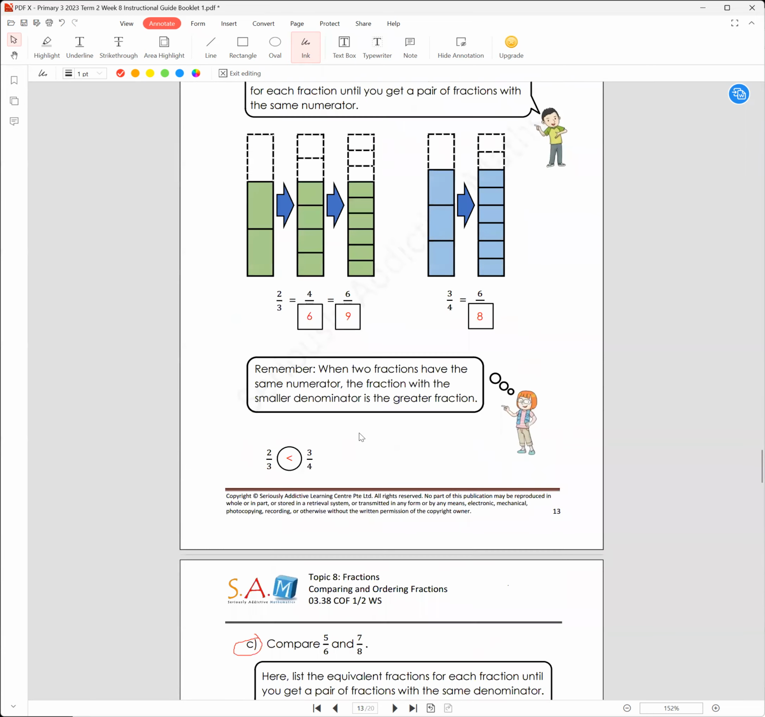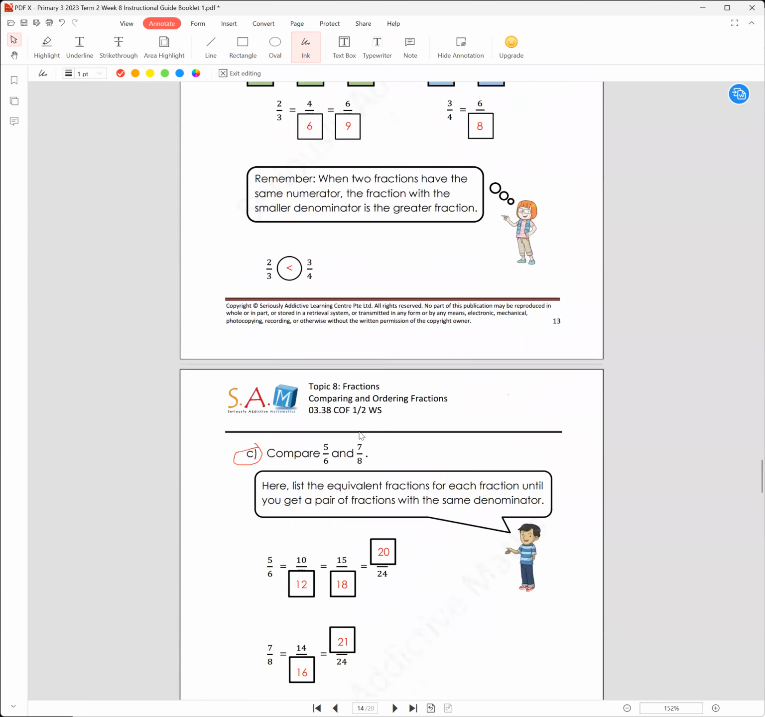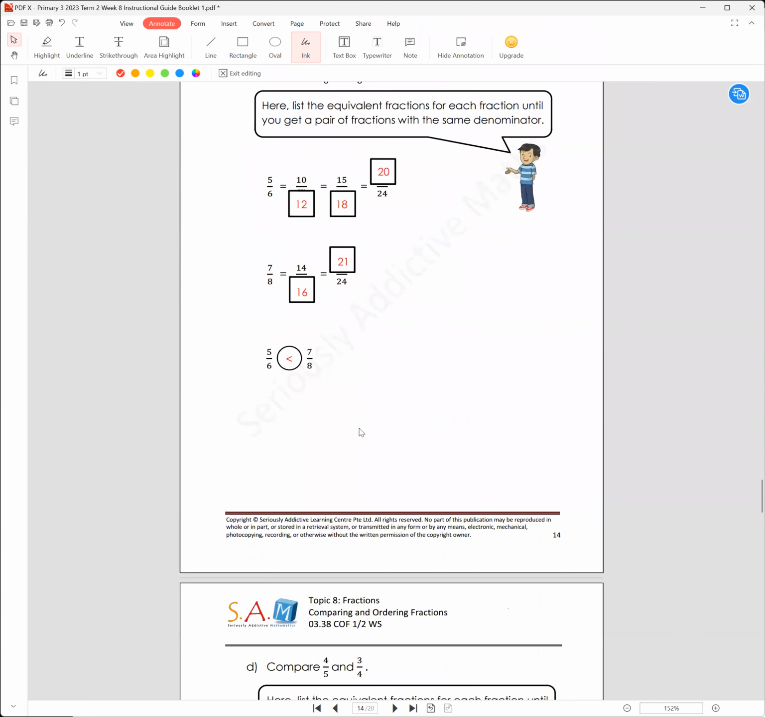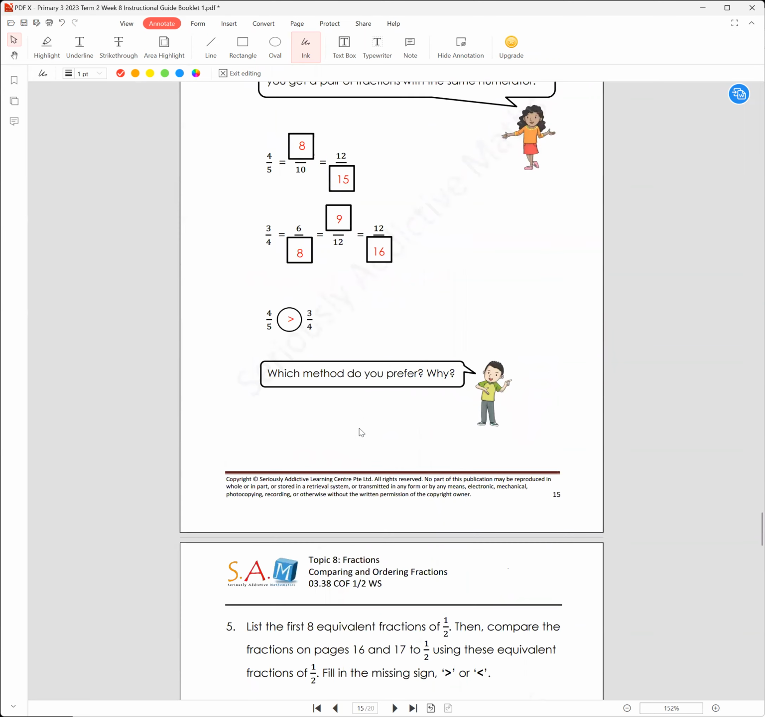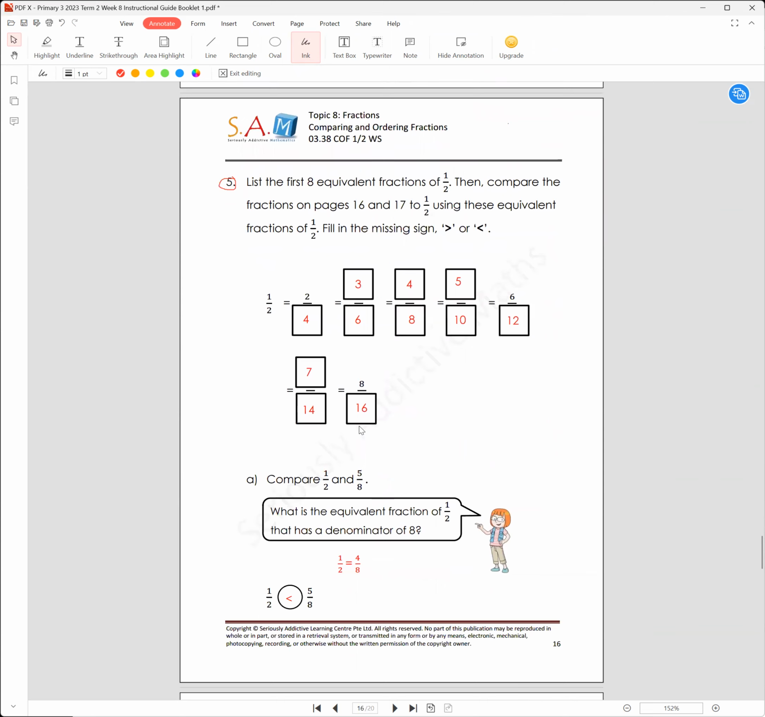What else? Quite a lot to do actually. B here, right? On the circled question. Okay, C. Okay, some may find it a bit more challenging, right? Which is why I am sticking to one booklet today.